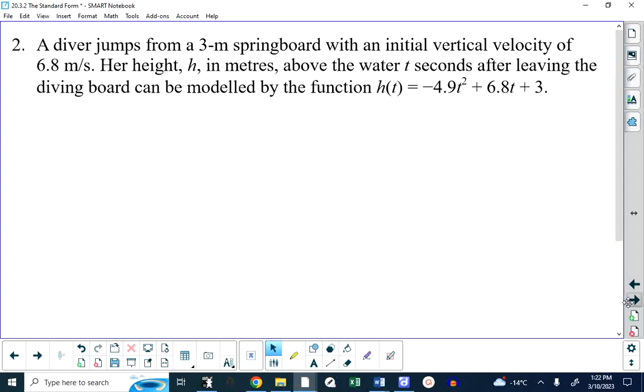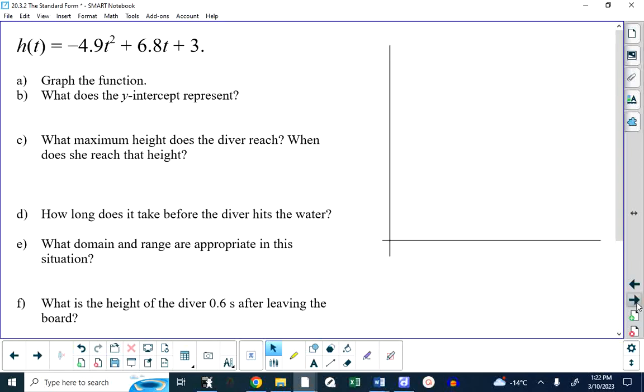Another question we're going to do on our calculator. A diver jumps from a 3-meter springboard with an initial speed of 6.8 meters per second upward. Her height in terms of time, height as a function of time, is equal to this equation. And we're asked a number of things. So what does this equation mean? It means if you put 1 in for t, you will find her height after 1 second. Okay? If you put in 0.3 for t, you'll find her height after 0.3 seconds.